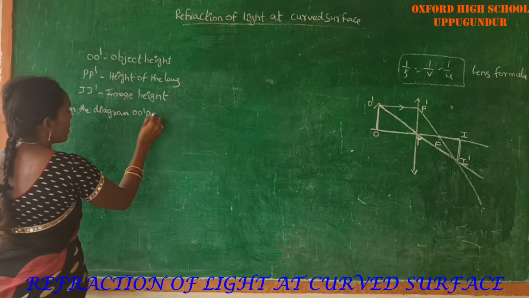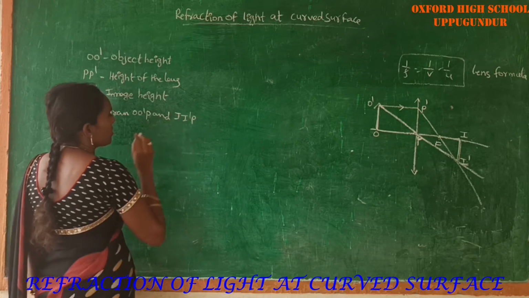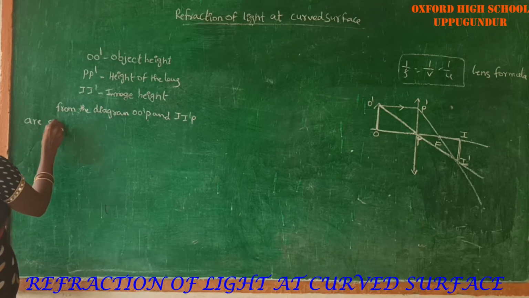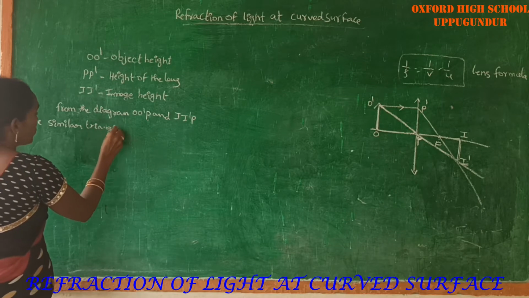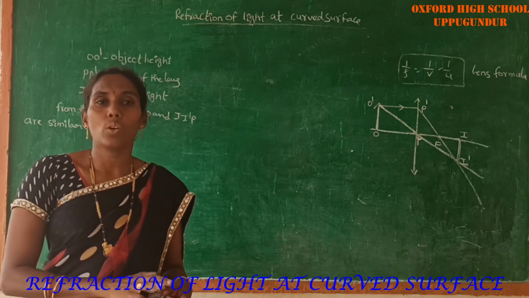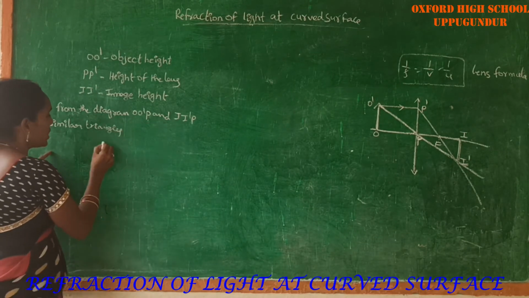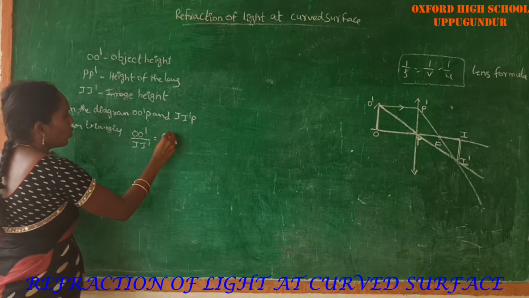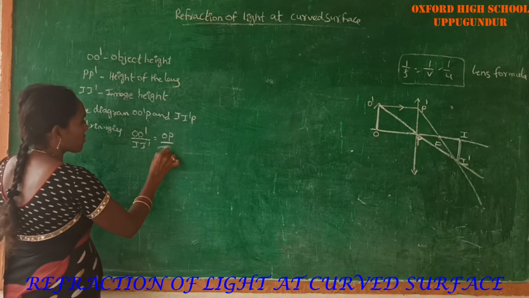O dash P and I dash P are similar triangles. Similar triangles means that if the angles of the two triangles are equal, then they are called similar triangles. From these two, O dash by I dash is equal to OP by IP, or PI.